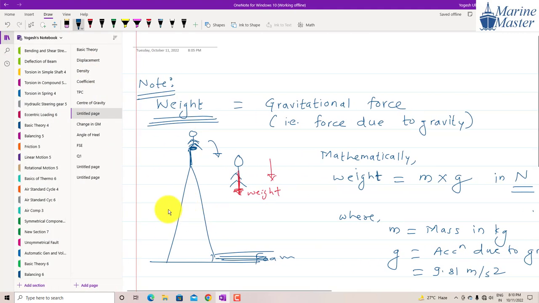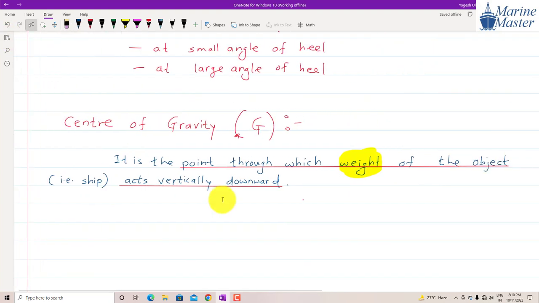So now, how is it important to us in this discussion, guys? Now we have seen the basic definition of center of gravity. Center of gravity is the point through which the weight of the object acts vertically downward. What does it mean by center of gravity? It is the point through which the weight of the object acts vertically downward.